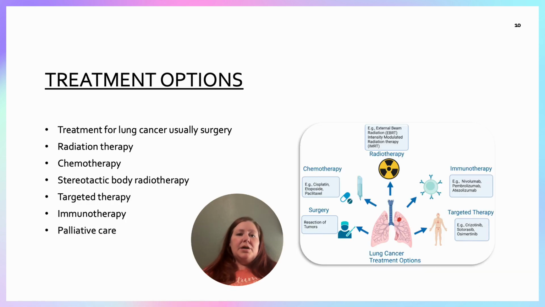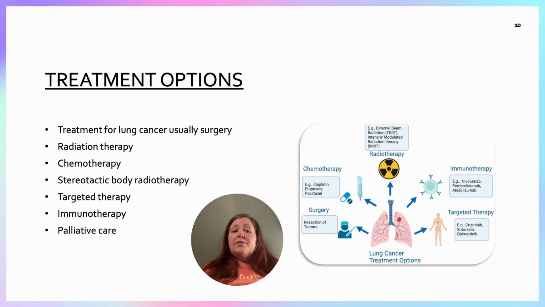Okay, I'm going to be talking about treatment options for lung cancer. And the first one is surgery. There are different types of surgery options. A wedge resection will remove a small section of the lung. A segmental resection removes a larger portion of the lung. A lobectomy takes out an entire lobe of the lung. A pneumonectomy removes an entire lung.